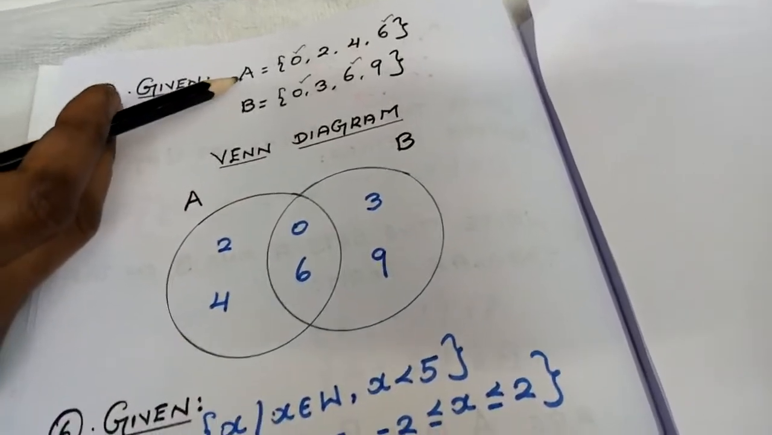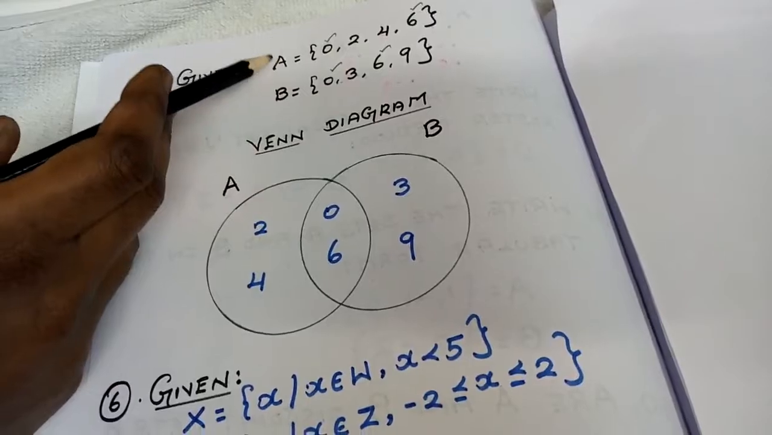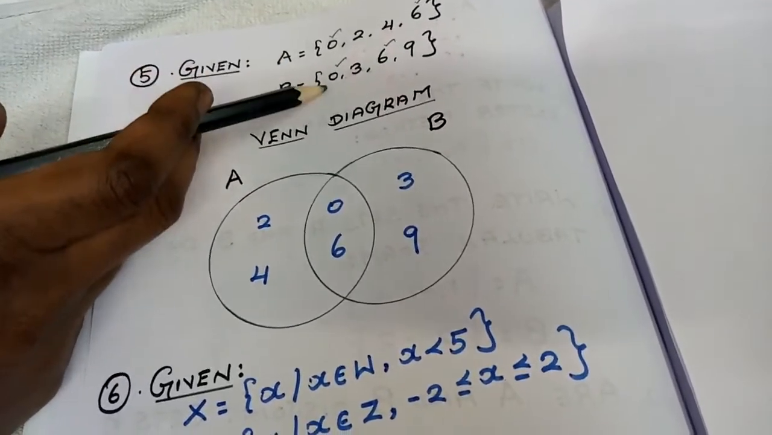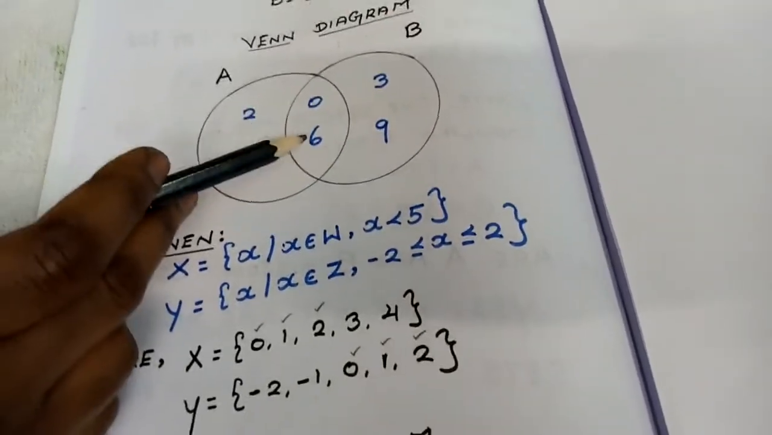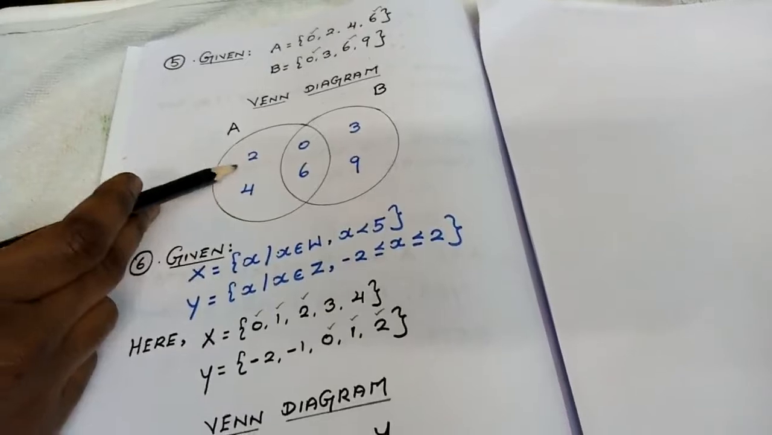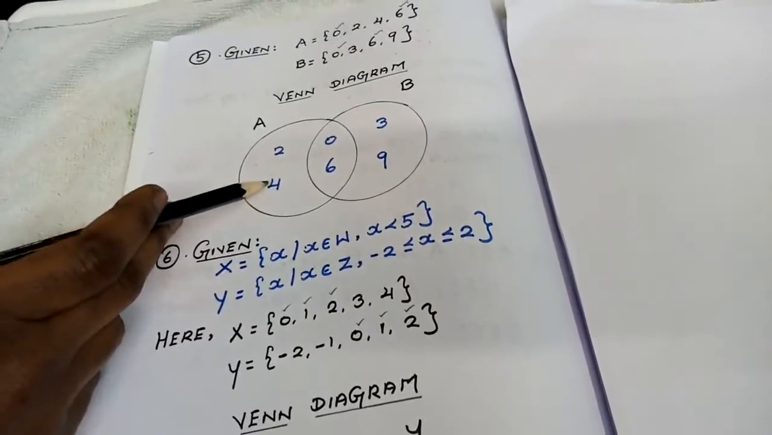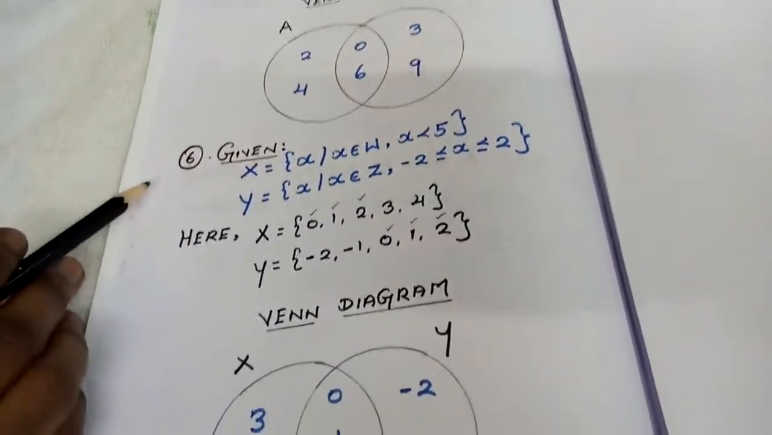If I see my set, 0, 6 are common to A and B. A and B, I am having the elements 0 and 6. So in the middle I am having 0 and 6. If you see the elements of A, 2, 4, the remaining 2, 4 I will be writing here, and similarly for B, 3, 9. That is the idea of the fifth sum. Coming to the sixth question.